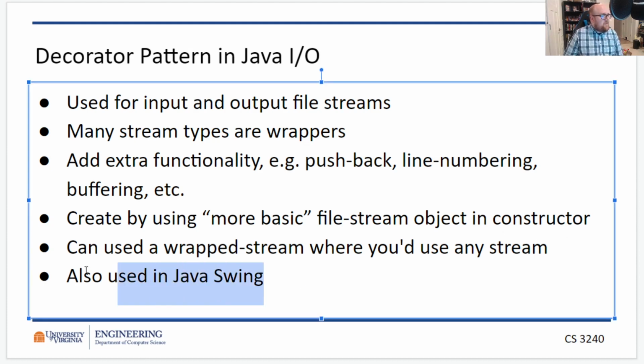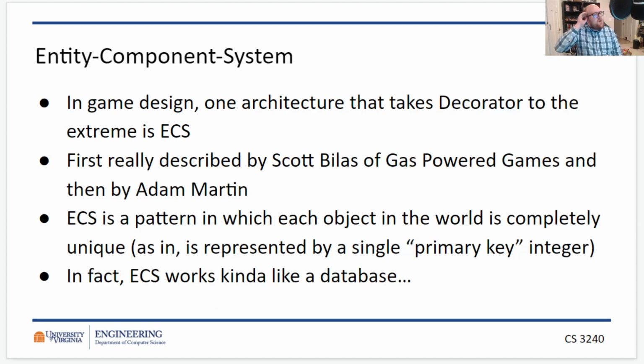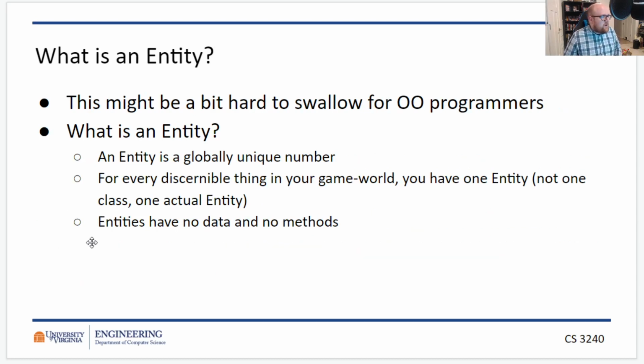And this also, by the way, this decorator is used in Java Swing. And the basis of this, often, one architecture that takes decorator to the extreme, is entity component systems. And this is often used in gaming. The idea is that it's a pattern in which each object in the world is completely unique, as in represented by a single primary key element. So it works kind of like a database, where every entity is like a record in a database.